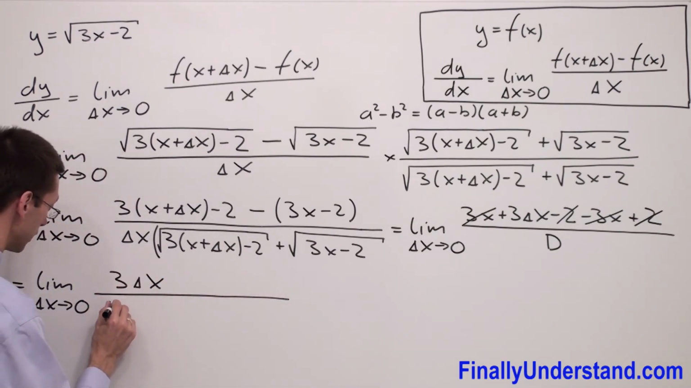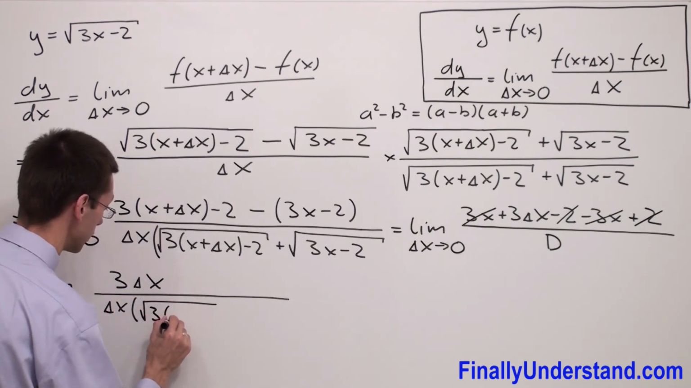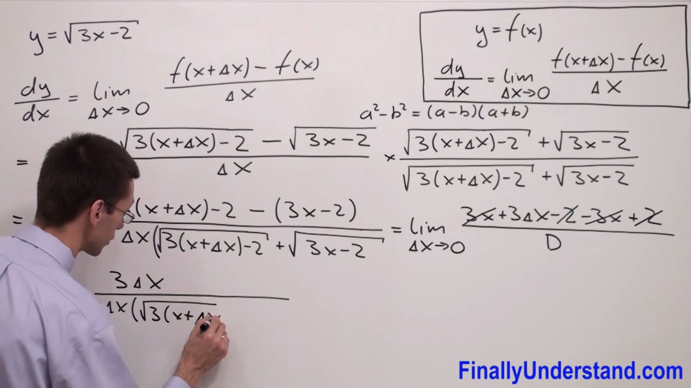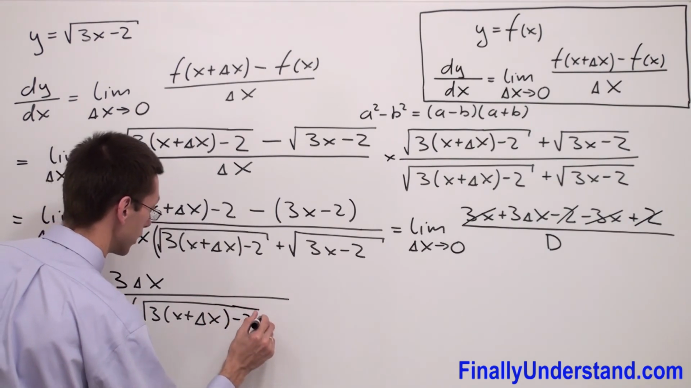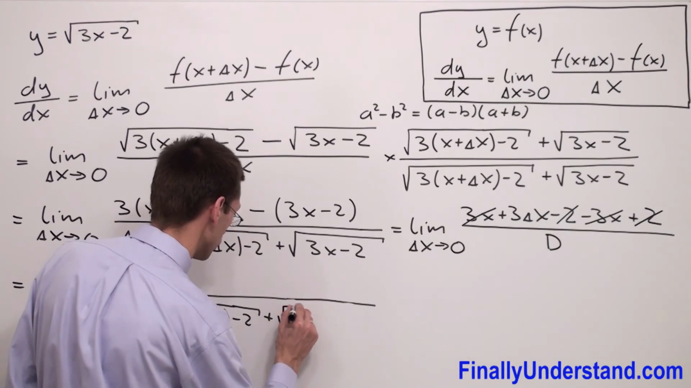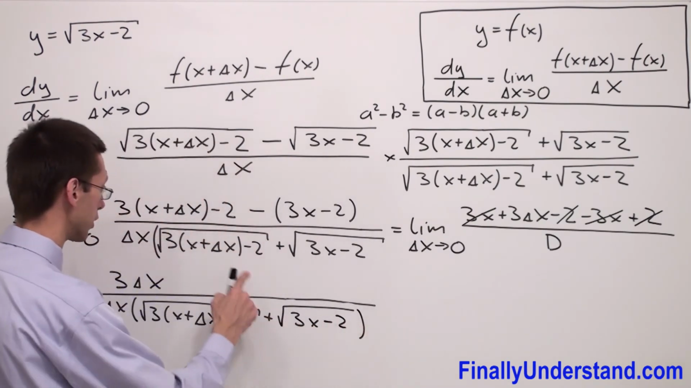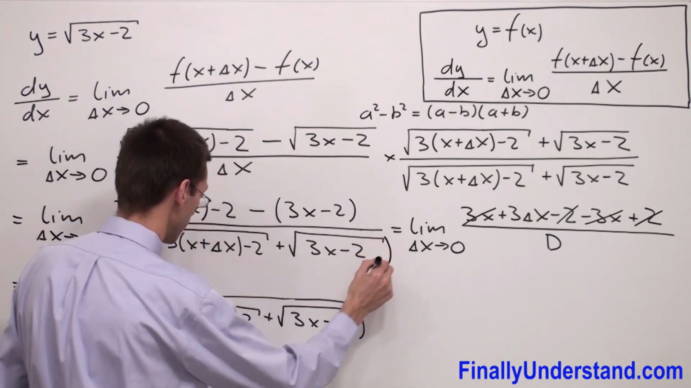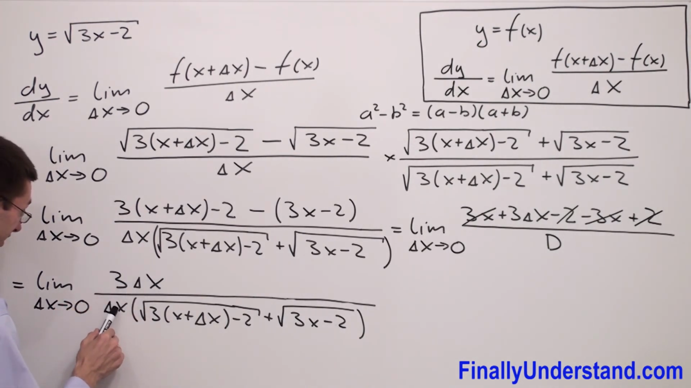I have delta x, open parenthesis, square root of 3 times x plus delta x, close parenthesis, minus 2, plus the square root of 3x minus 2, close parenthesis. I didn't close the parenthesis over here, I'm supposed to close it. So, please notice that in the numerator I have delta x, and in the denominator I have delta x multiplied by the parenthesis. So, I can cancel out these two delta x.